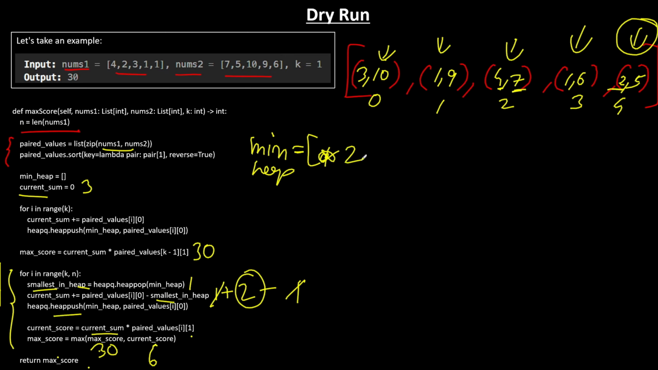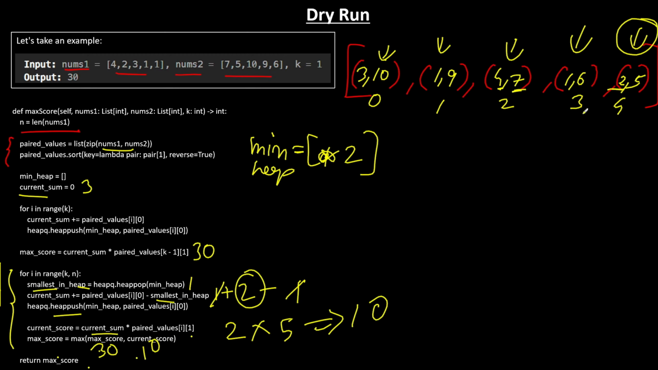Okay. Now we have 2 in our main heap. Now we calculate the current sum. Since the current sum is 2 here, it is multiplied with the paired value, which is 5 here, and it gives me 10, right? And if you can see, 10 is still smaller than 30, right?